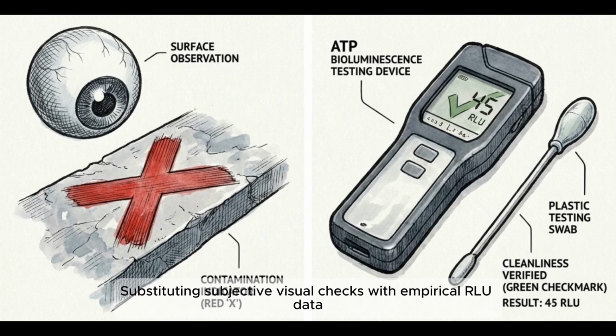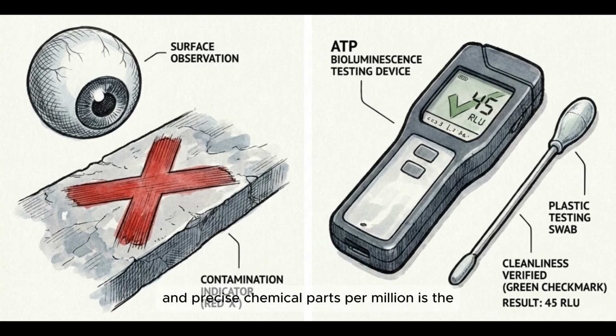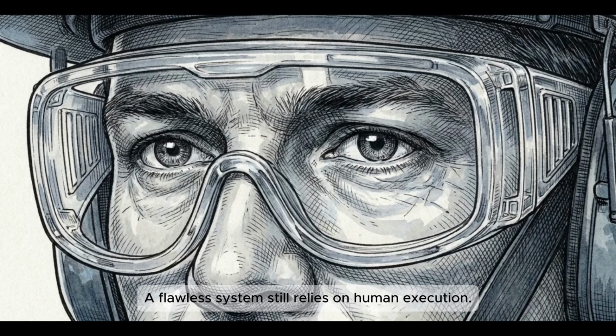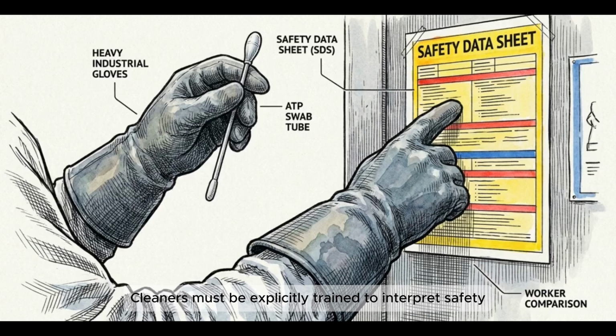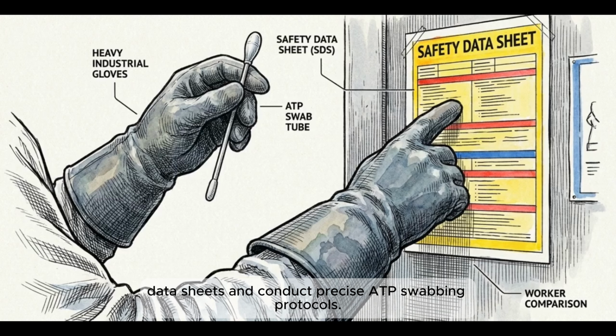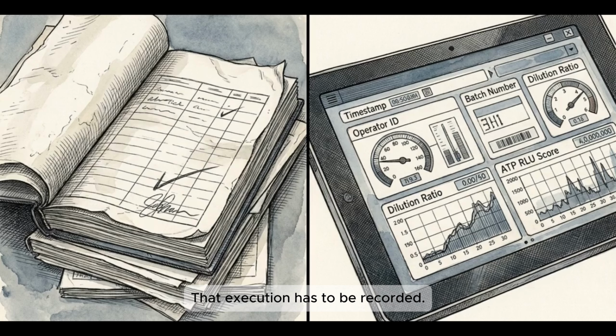Substituting subjective visual checks with empirical RLU data and precise chemical parts per million is the only scientific way to guarantee a neutralized surface. A flawless system still relies on human execution. Cleaners must be explicitly trained to interpret safety data sheets and conduct precise ATP swabbing protocols. That execution has to be recorded.